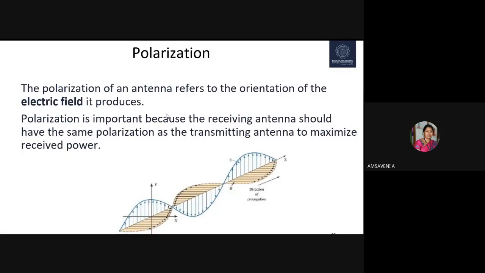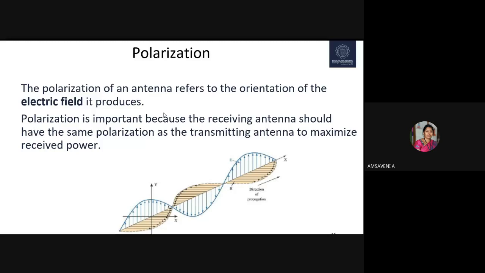And the next antenna parameter is polarization. Polarization of an antenna refers to the orientation of the electric field it produces. The EM wave will have both electric and magnetic field components. Both E and H are vector components, so you can define amplitude and directions of those two vectors. If the direction of E is perpendicular with respect to ground or plane surface, then the antenna is said to be vertically polarized. If the direction of E is horizontal, or parallel to the plane surface, then the antenna is said to be horizontally polarized.